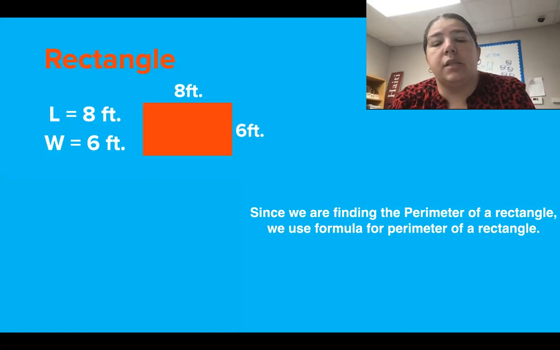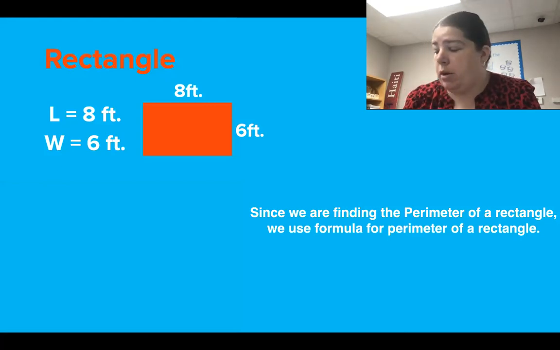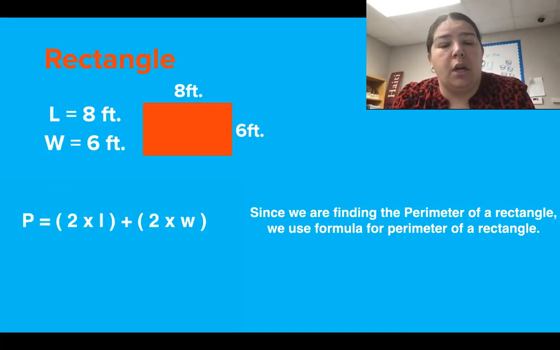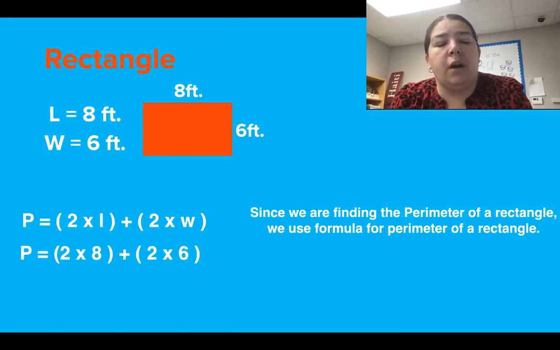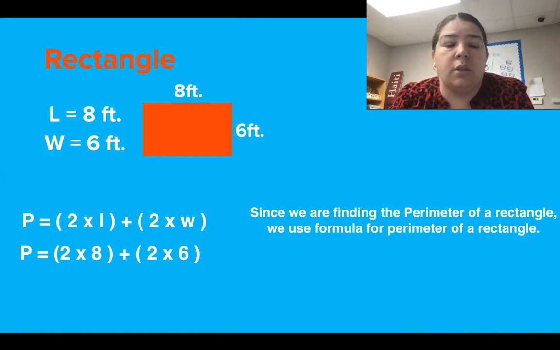So here we go. Since we're finding the perimeter of a rectangle, we use the formula for the perimeter of a rectangle. Don't use the triangle one, P equals A plus B plus C. That won't work. So we have 2 times L plus 2 times W. Okay, it's something you have to memorize. Now, we need to fill it in. Anywhere you see L, you put 8. Anywhere you see W, you put 6. So it looks like this: P equals 2 times 8 plus 2 times 6.